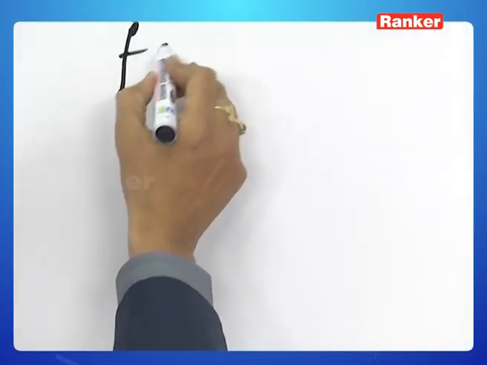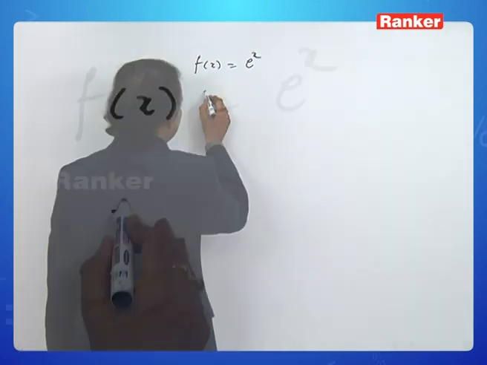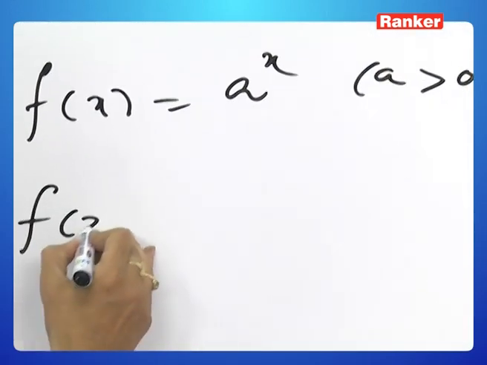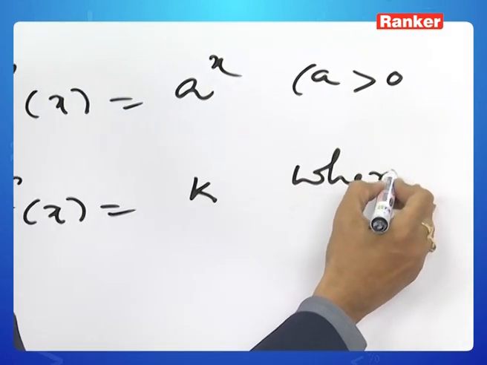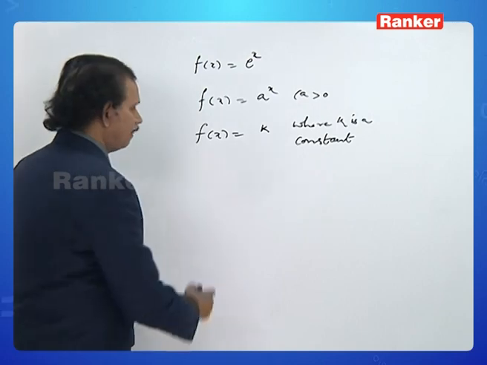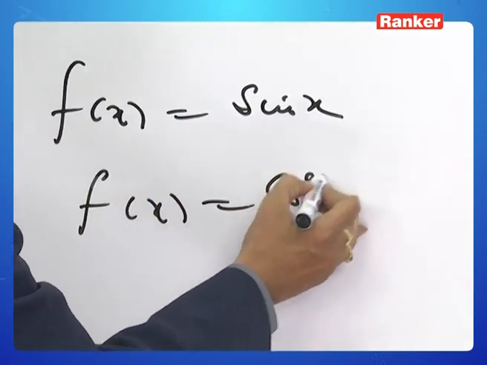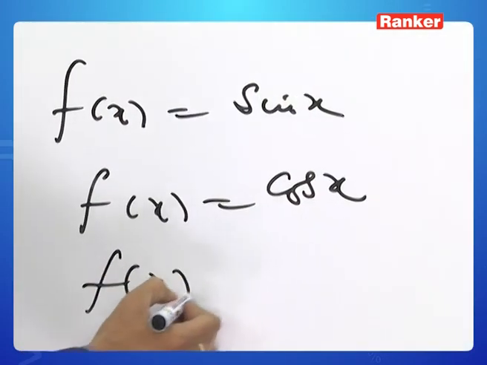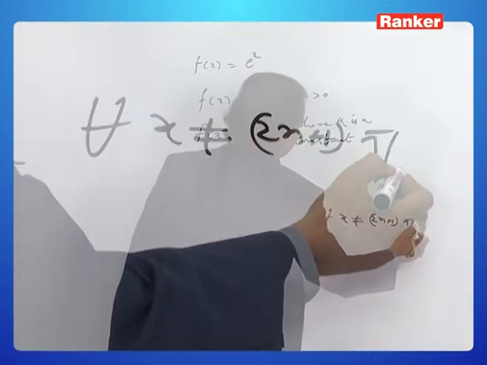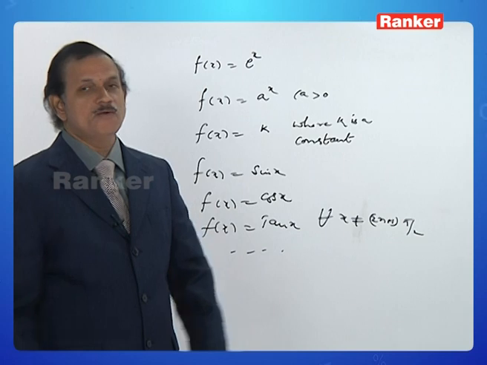Let us now look at some more special examples. f of x is equal to e power x, f of x is equal to a power x, f of x is equal to k, f of x is equal to sin x, f of x is equal to cos x, f of x is equal to tan x for all x not equal to (2n plus 1) into pi by 2, etc., etc. These are the most general functions which are continuous respectively on their domains.